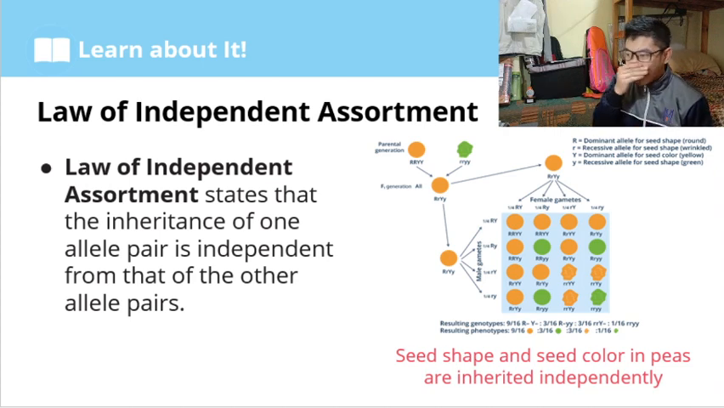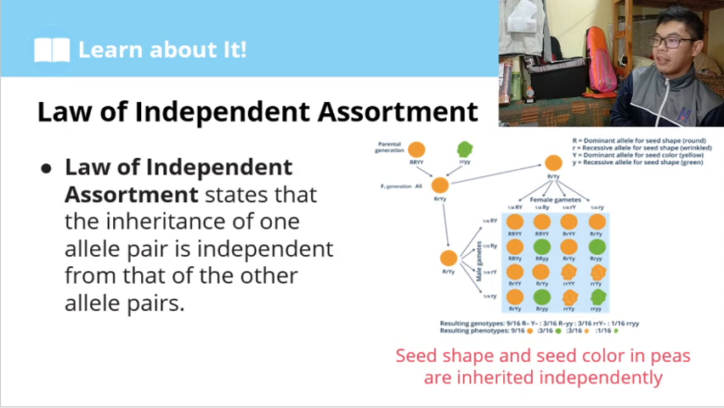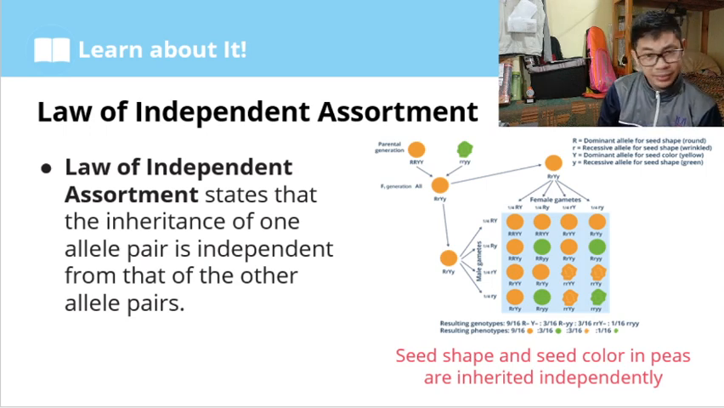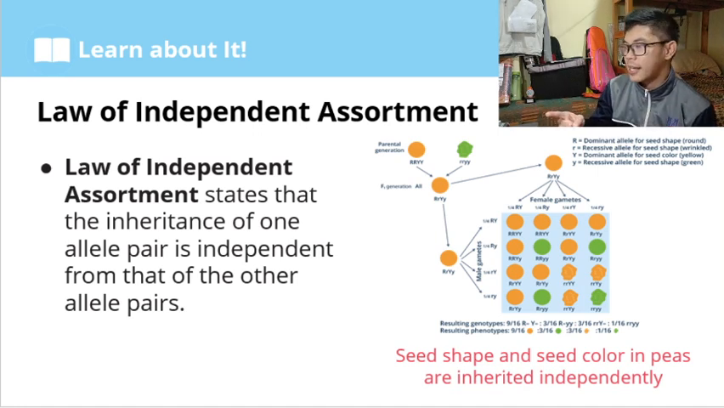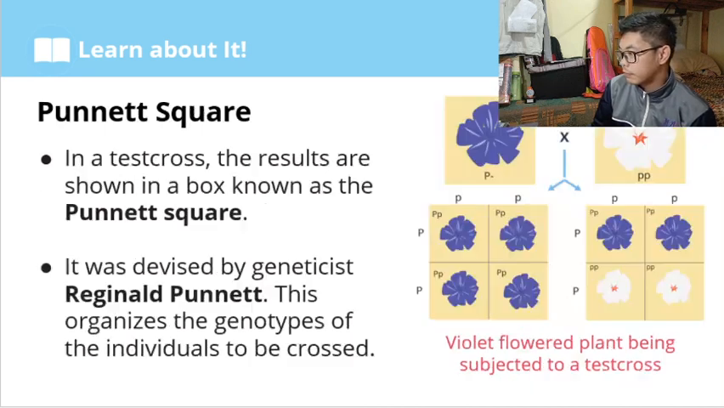Now here, it says that the law of independent assortment states that the inheritance of one allele pair is independent from the other allele pairs. Hindi po nakadepende kung ano yung isa na dinictate, yun din yung madidictate sa isa. Meron silang independence. Makikita natin ngayon, this is the one that I'm telling you, that the previous Punnett square is actually having only four boxes just like this one. Alright, let's try to see. Ito, 4 boxes lang.